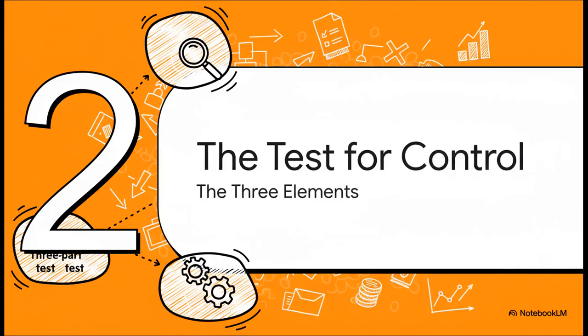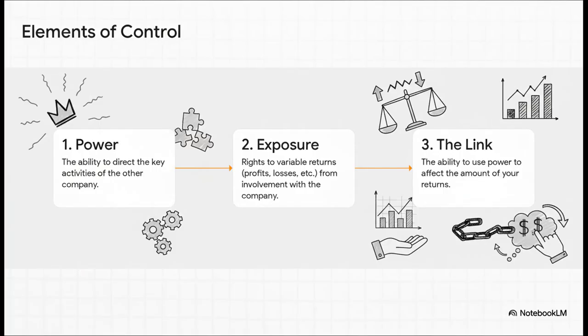So, how do people actually figure out if one company controls another? I mean, it can get complicated, right? Well, it's not just a gut feeling. There's a very specific three-part test they have to apply every single time. And here's the catch. These three elements have to work together. You can't just have one or two.